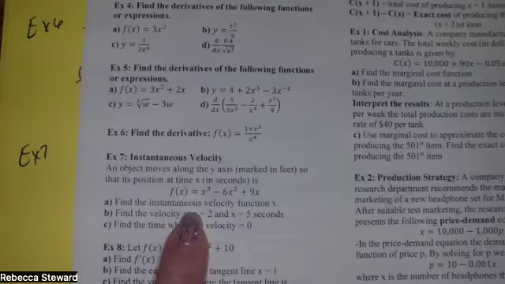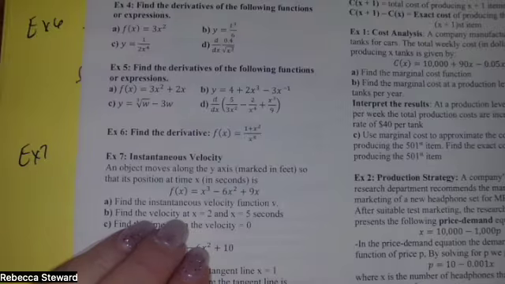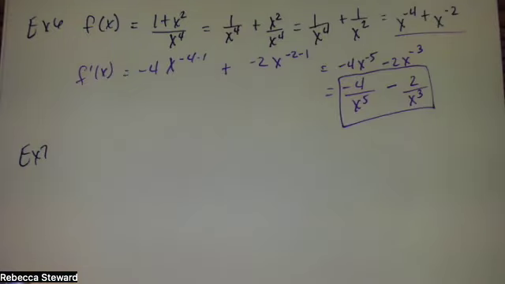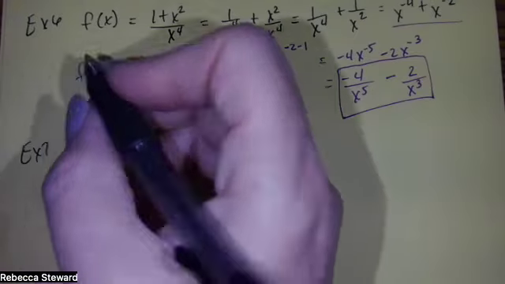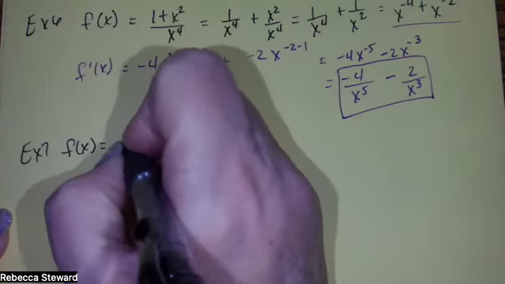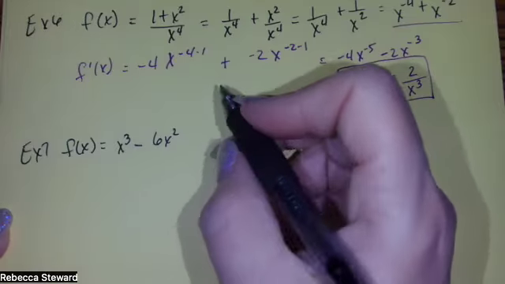So when we're talking about the instantaneous, we learned in the previous section that that meant we were finding the derivative. It's the instantaneous rate of change. All right, so here is our function. We have f of x equals x cubed minus 6x squared plus 9x.